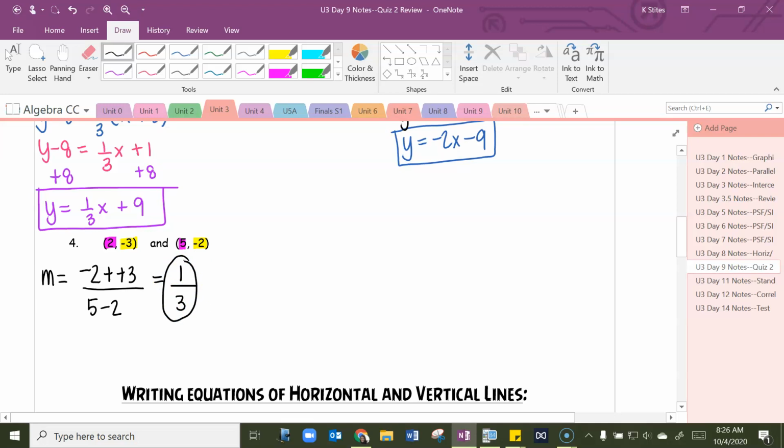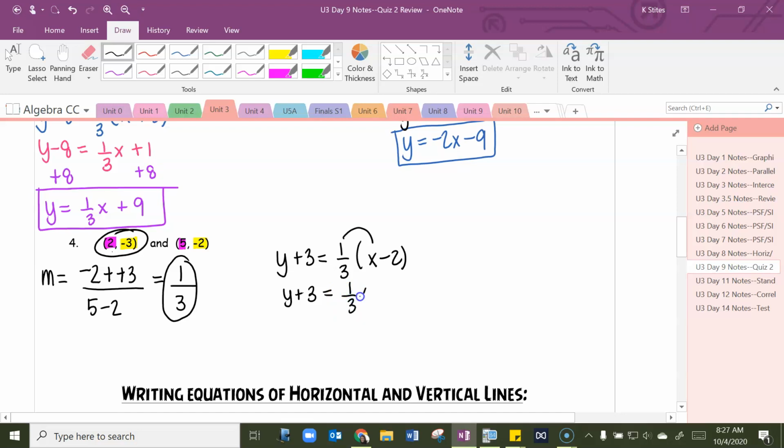Again, we cannot go straight to slope-intercept form because we don't have our y-intercept. So instead, we'll just pick a point. I'm going to go with this one. And we'll start in PSF, point slope form. Y, and then the opposite of our y coordinate, equals our slope, x, and then the opposite of our x coordinate. Now I'll go ahead and distribute.